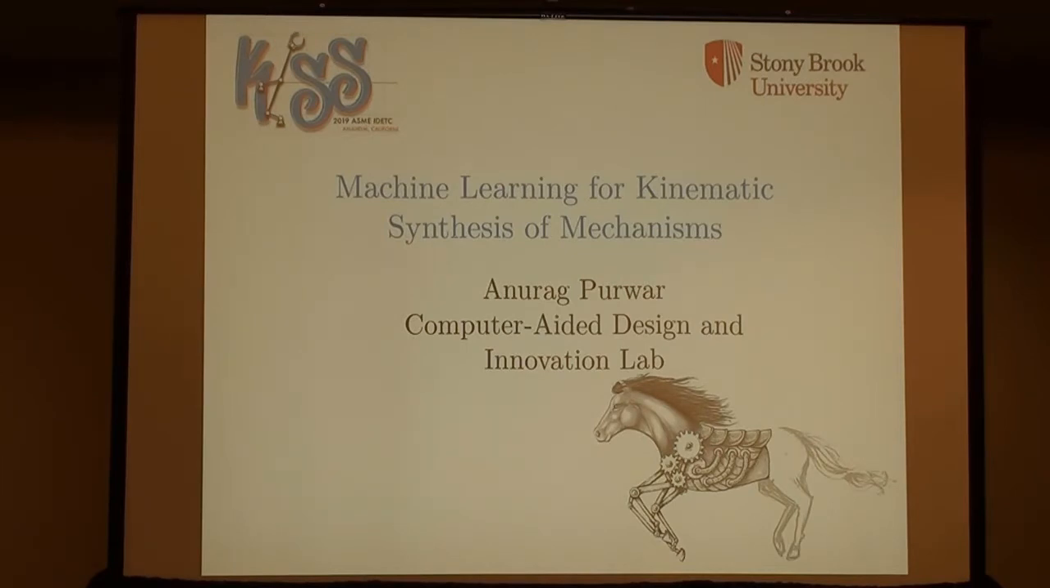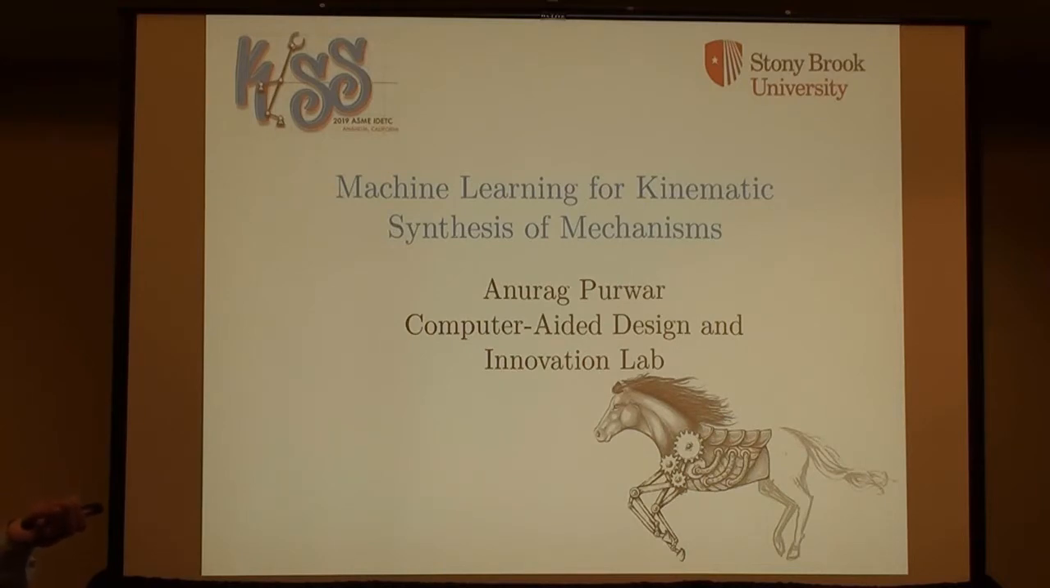Now, even if you focus on one particular classification of the problem, like let's say motion generation, how do we specify a motion generation problem? We give you a certain number of poses. I'm here, I'm here, I'm here, I'm here. If you give me five positions, it's very well known, the classic Burmester problem, I can design a four-bar linkage. If one exists, then I can design a four-bar linkage that will go through the five positions. But it's not always true that you'll get a four-bar linkage that goes to the five positions. Sometimes you don't get any solution.